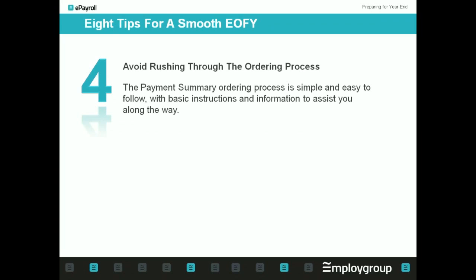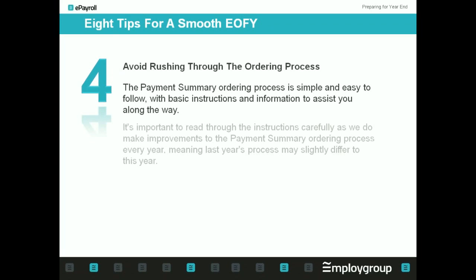Tip number 4, avoid rushing through the process. The payment summary ordering process is simple, it's easy to follow, and there's basic instructions on each step and information to help you along the way, but it's important to read through those instructions carefully. We do make improvements to the ordering process and some changes every year, so last year's process may differ slightly.